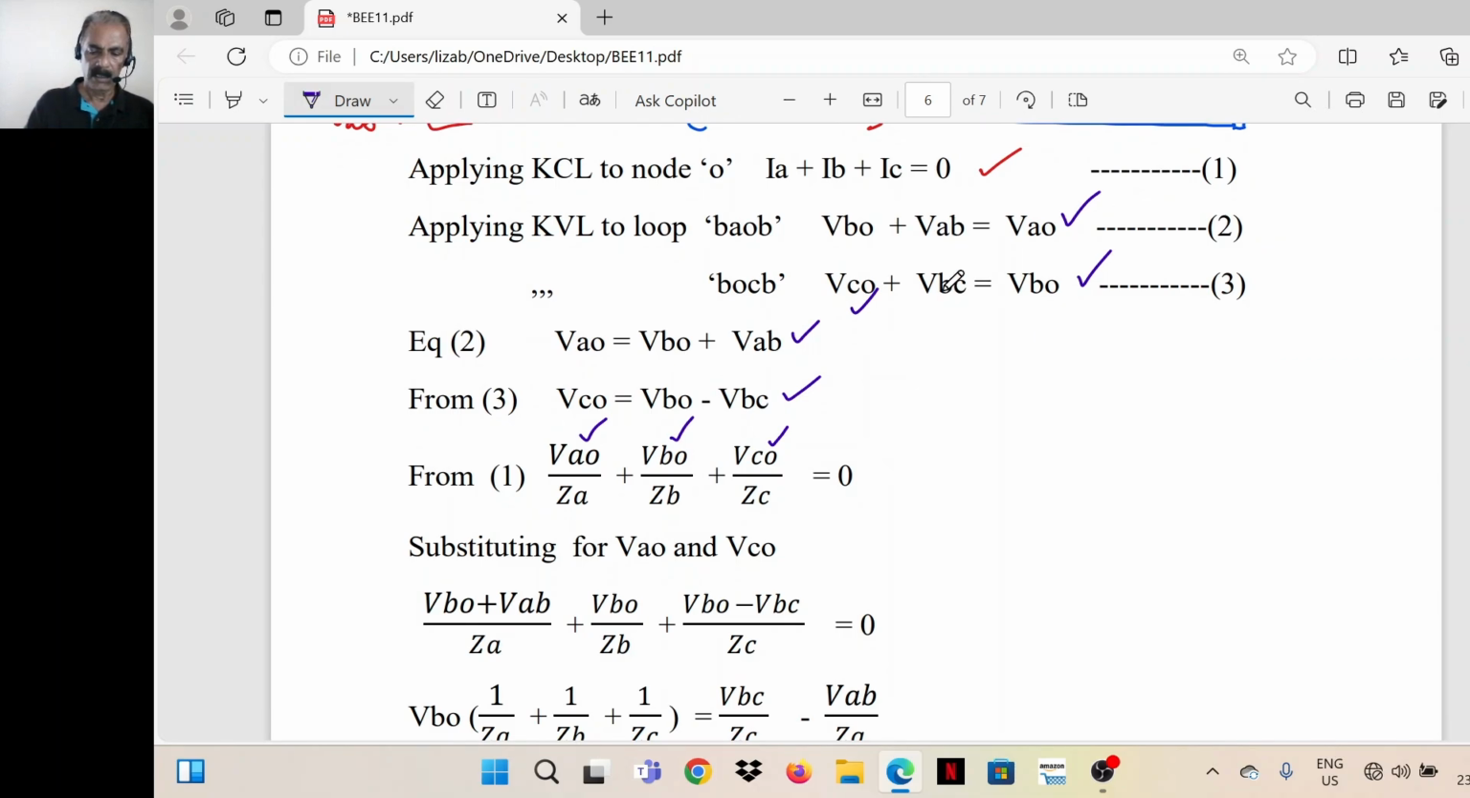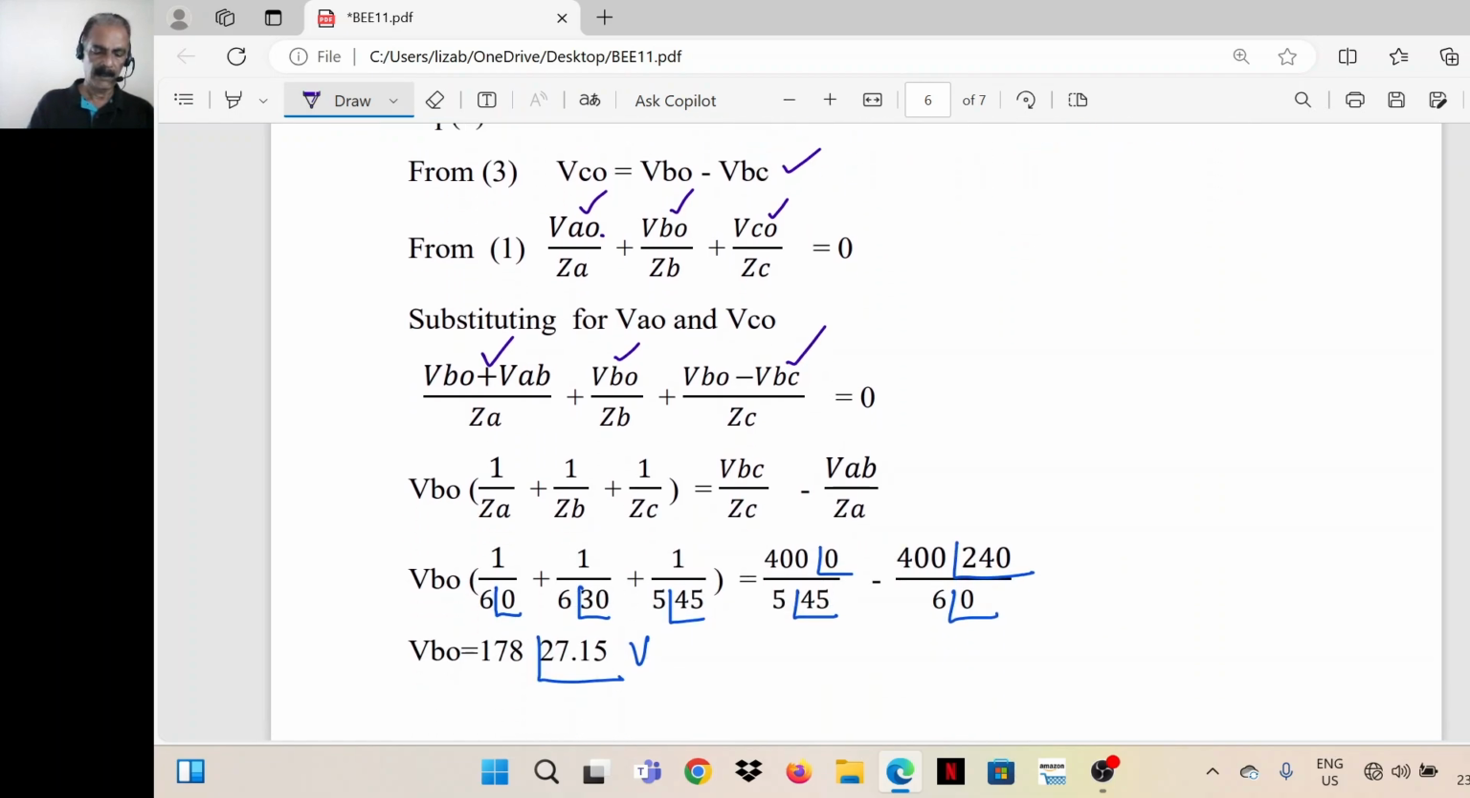Now, using these equations, instead of VAO, put it as VBO plus VAB. Second equation, this part, keep it as it is. And instead of VCO, VBO minus VBC, equal to 0. Now we can simplify. VBO take it out into 1 by ZA plus 1 by ZB plus 1 by ZC is equal to VBC by ZC. Take it to the right side, it will become positive: VBC by ZC minus VAB by ZA.